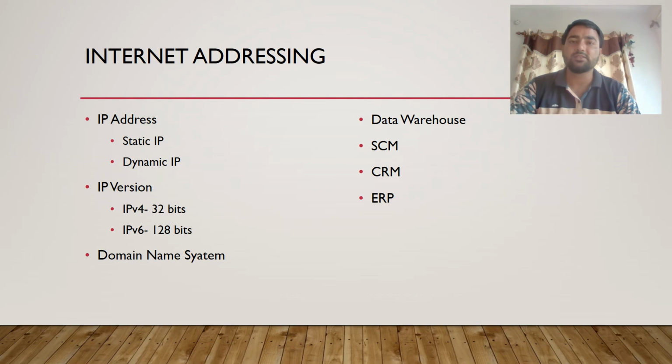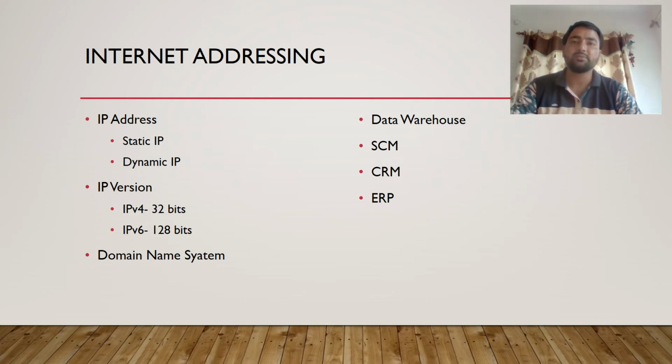Then there are two versions of the internet protocol. The first one is IPv4, Internet Protocol version 4, which is 32 bits and is currently being used. The next one proposed is IPv6, version 6, which is 128 bits, because as the number of users is growing, we need more addresses to accommodate the new users coming into the internet community.